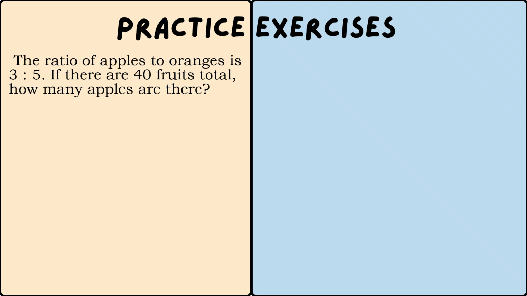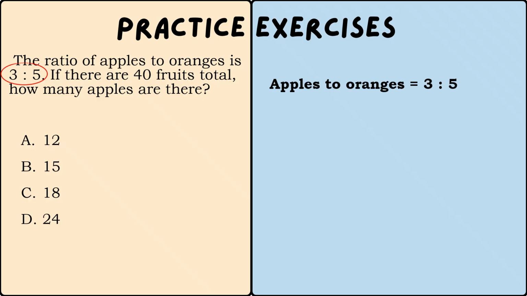The ratio of apples to oranges is 3 is to 5. If there are 40 fruits total, how many apples are there? A, 12; B, 15; C, 18; or D, 24? What do you think the answer?